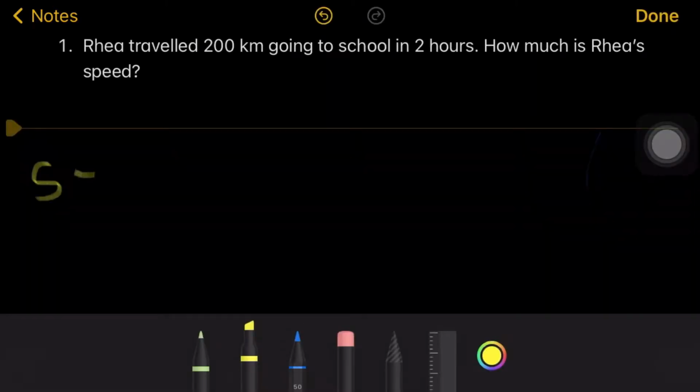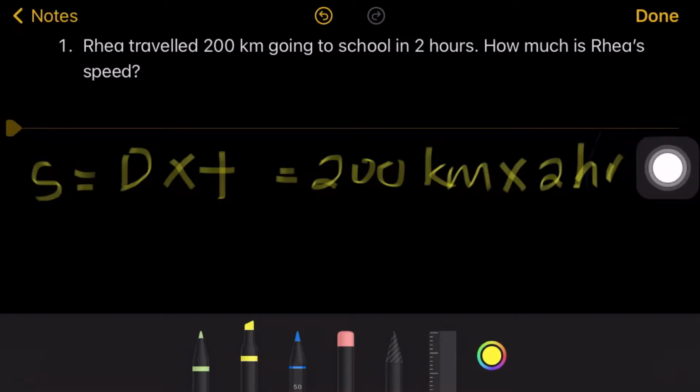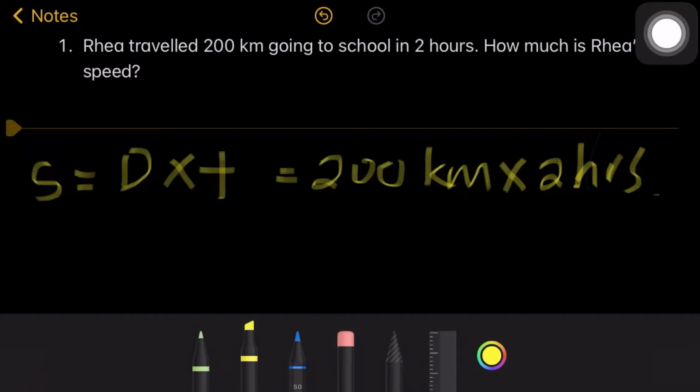So here's the first sample problem. Rhea traveled 200 km going to school in 2 hours. How much is Rhea's distance? So distance equals speed times time, right? So it's going to be 200 km times 2 hours. The answer would be 400 km.